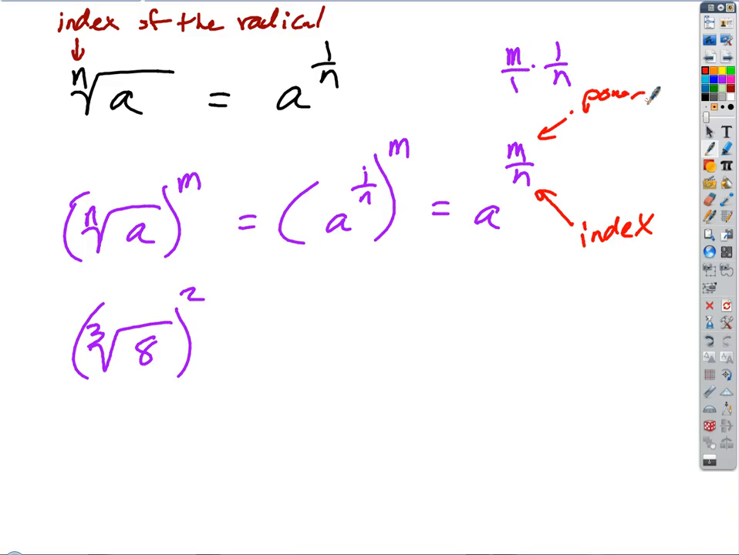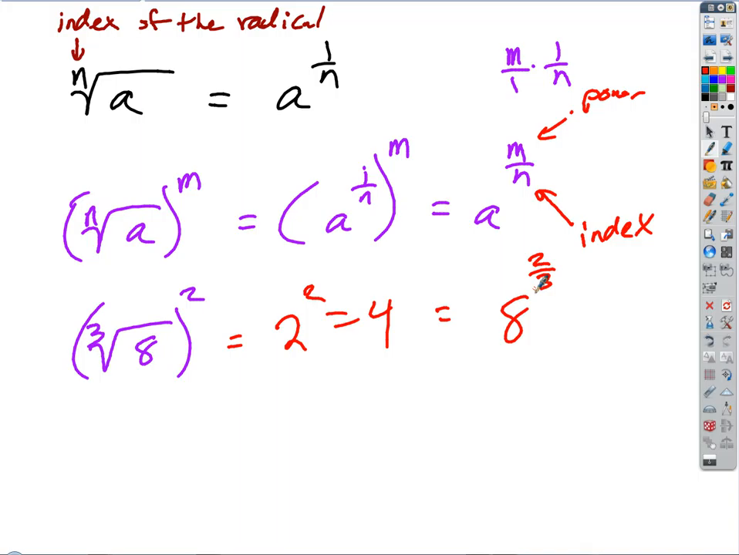So then the cube root of 8 squared is what? Well, what's the cube root of 8? 2. 2 squared is what? 4. Okay, another way of writing that would have just been 8 to the 2/3, right?